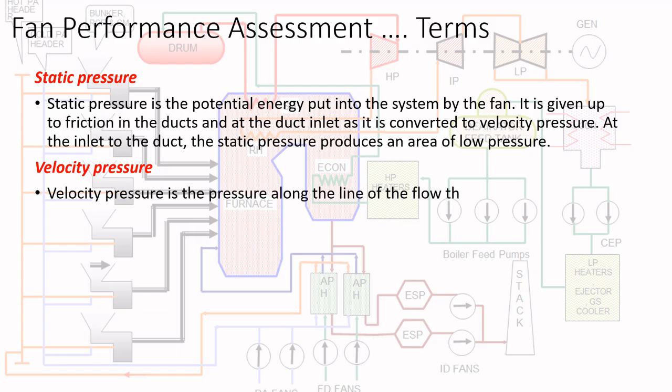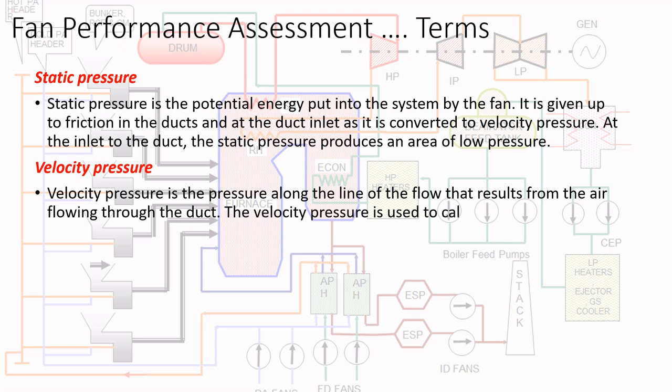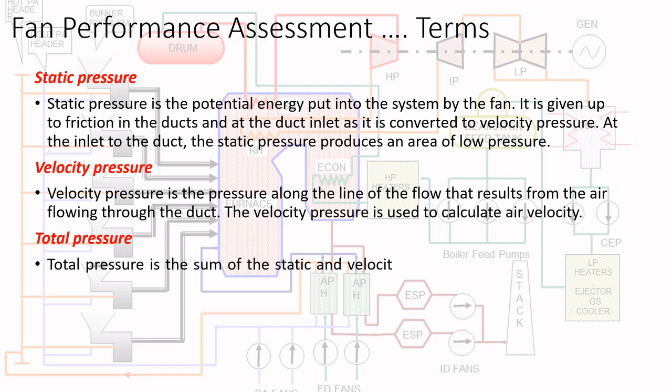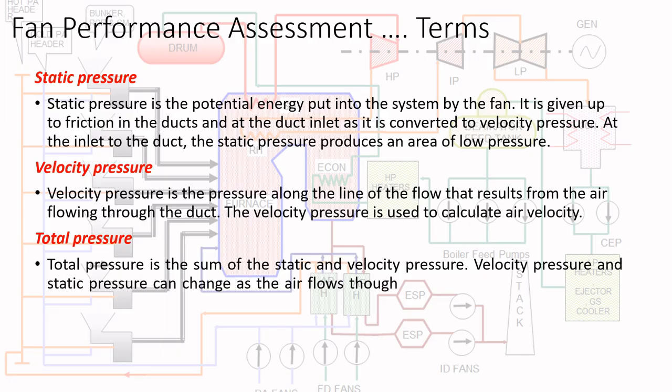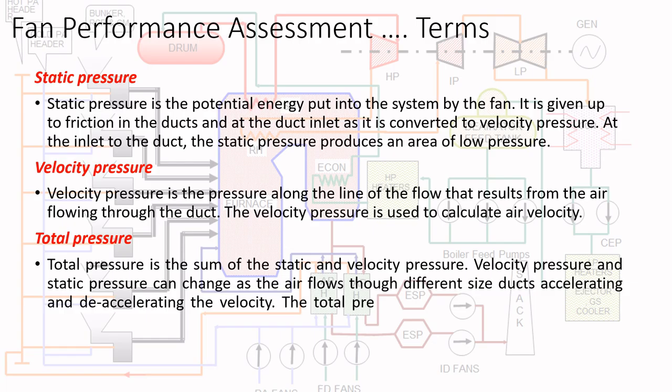Now the velocity pressure is the pressure along the line of the flow that results from the air flowing through the duct. The velocity pressure is used to calculate the air velocity. The total pressure is the sum of static and velocity pressure. Velocity pressure and static pressure can change as the air flows through different size ducts, accelerating and decelerating the velocity. The total pressure stays constant, changing only with friction losses.